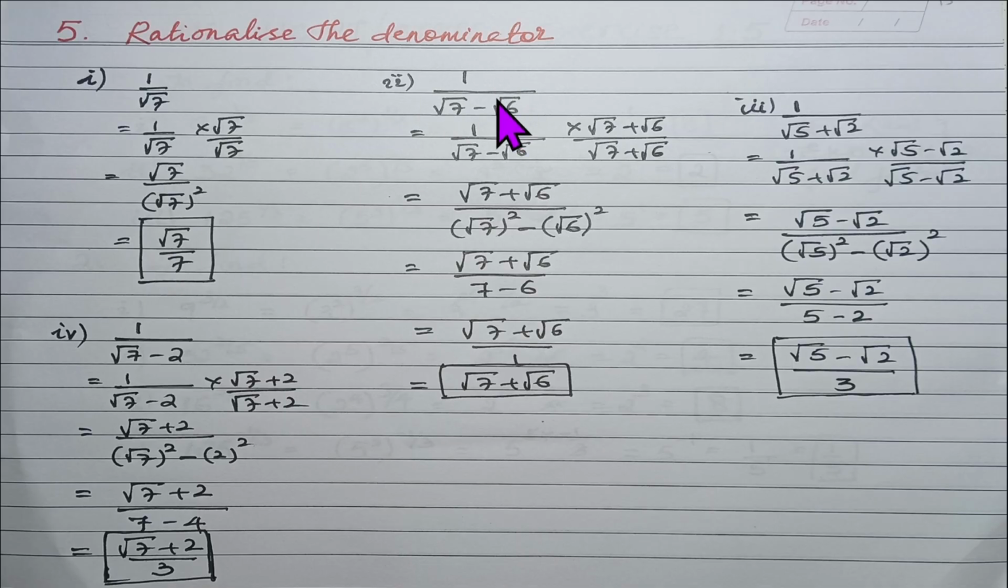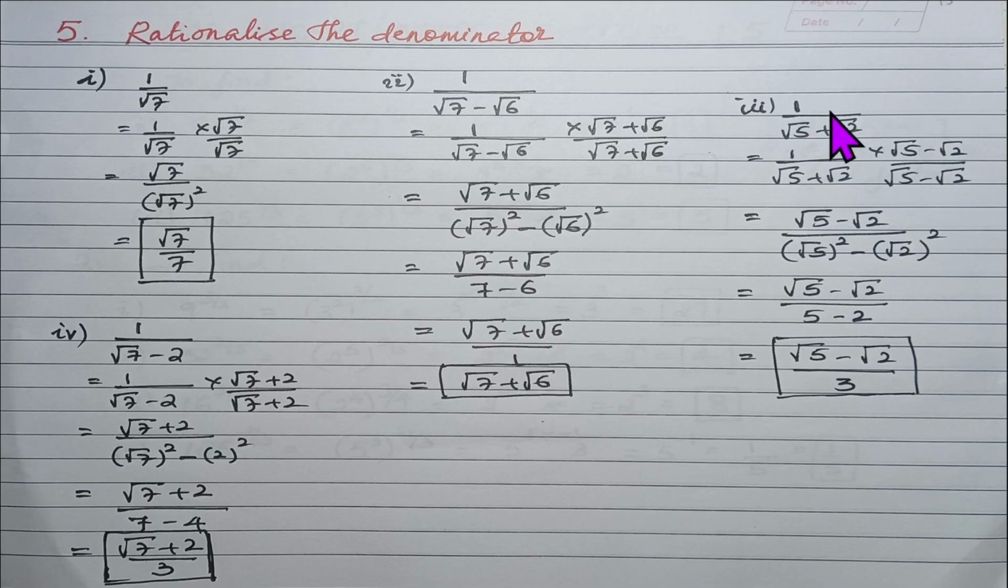In the second case, 1 upon (√7 − √6) is a binomial with radicals. The conjugate of that is √7 + √6, that is the RF, the rationalizing factor. So (√7 + √6) divided by (√7)² − (√6)². (√7)² is 7 minus 6, and that is 1. So √7 + √6 is the answer.